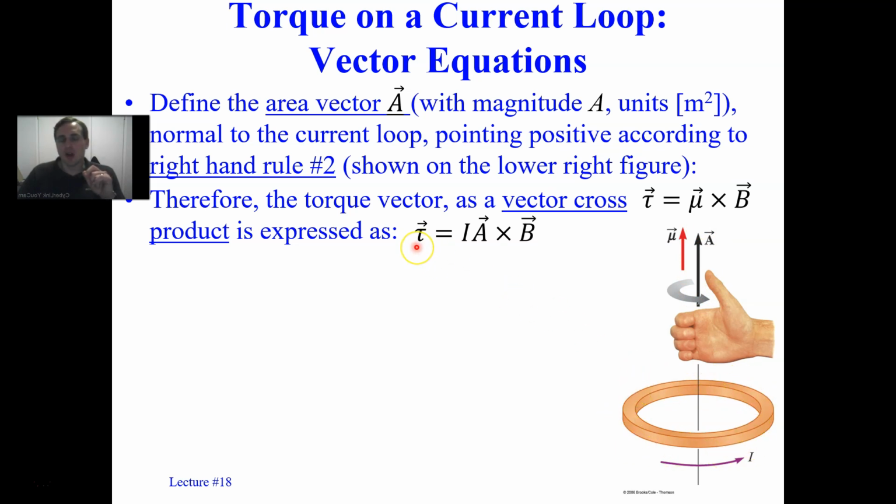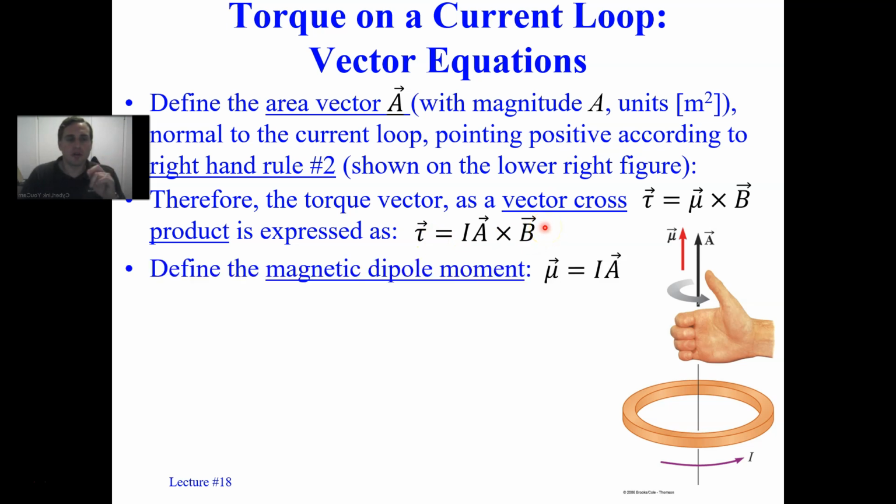Furthermore, that's going to be the direction of the area vector of the loop. So from the previous page, remember we had IAB sine theta. Well, now we have IA vector cross B vector, area vector cross magnetic field vector. Okay? And now we actually get a torque vector, and this vector also shows the axis direction. So this is the magnetic dipole moment. Its mu vector is I times A vector. That's going to have units of amperes times meters.